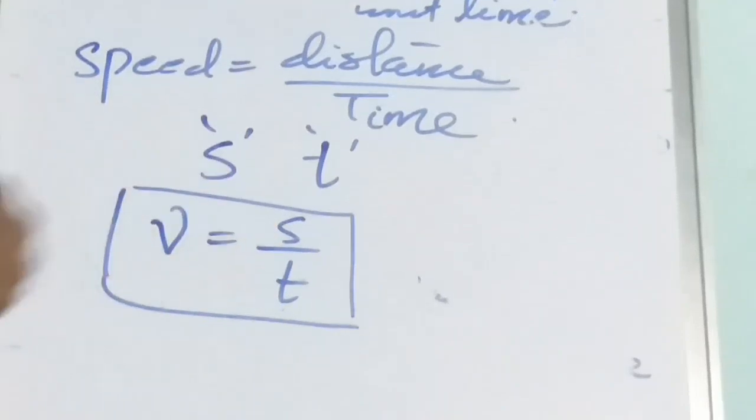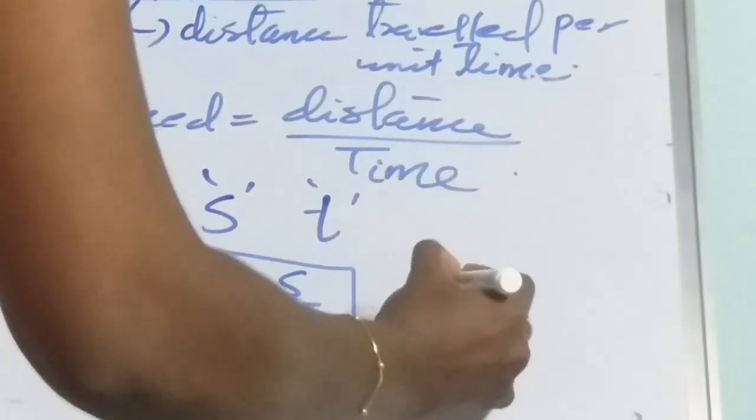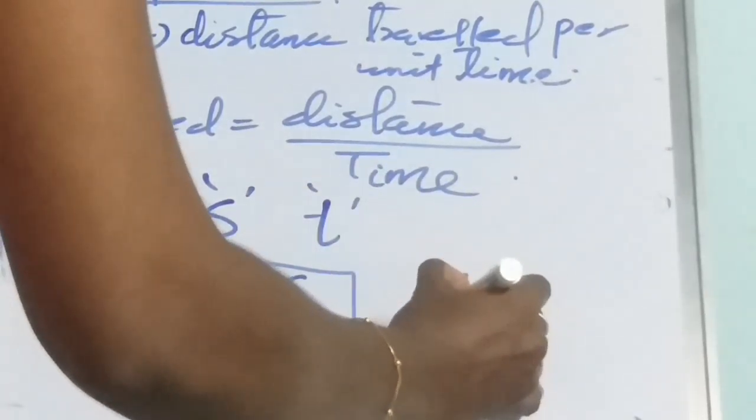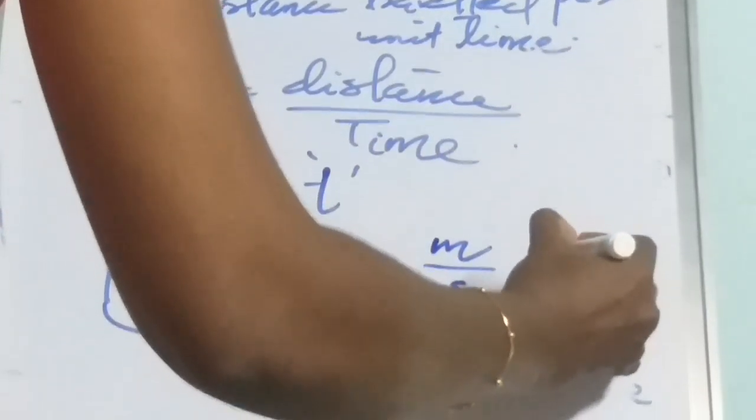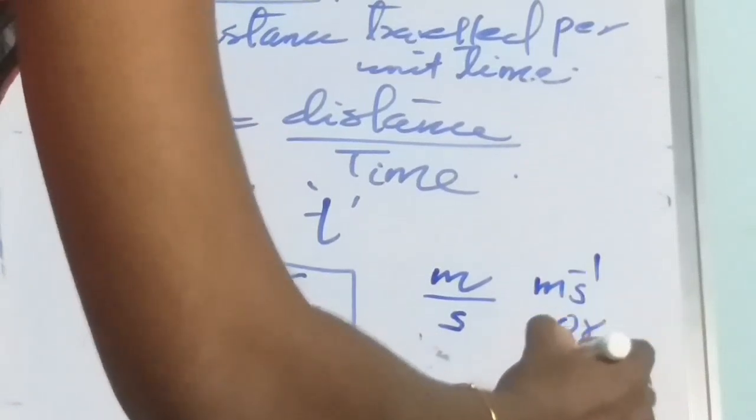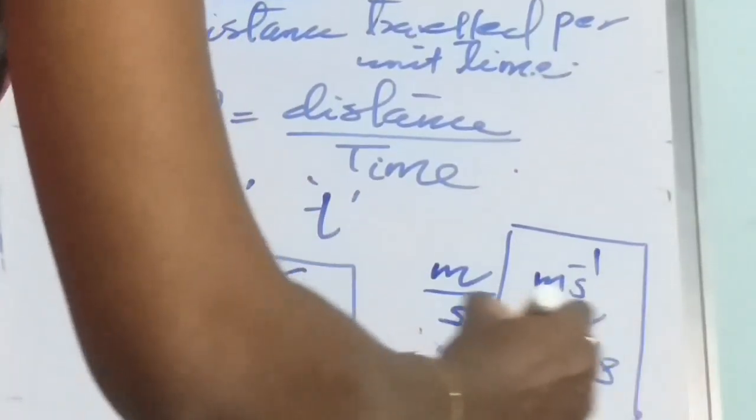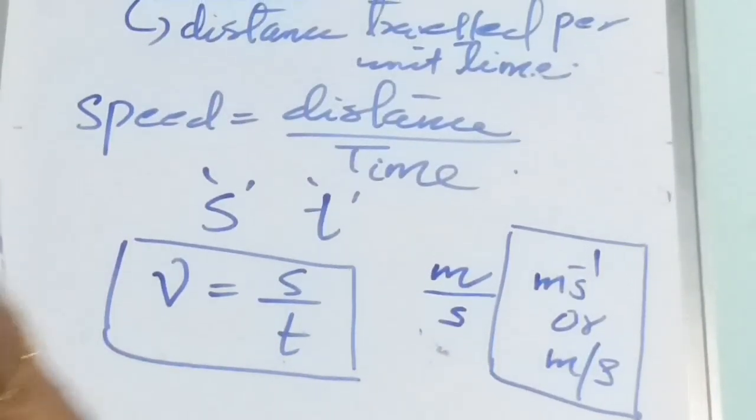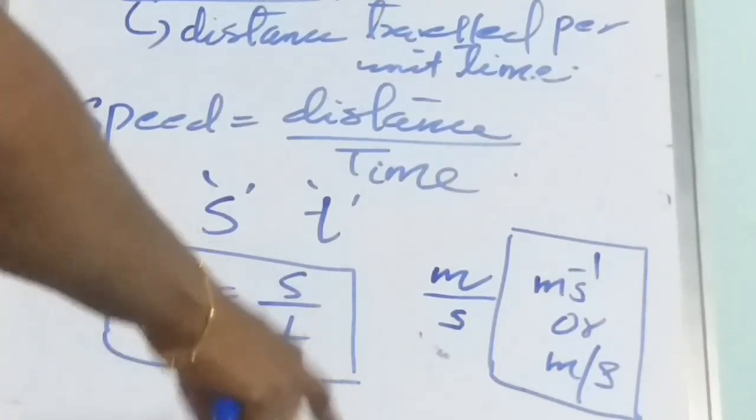Then what is the SI unit of speed? You know the unit of distance is meter, divided by the unit of time, which is second, represented as s. This can be written as meter second raised to minus 1, or meter per second. This is the SI unit of speed.